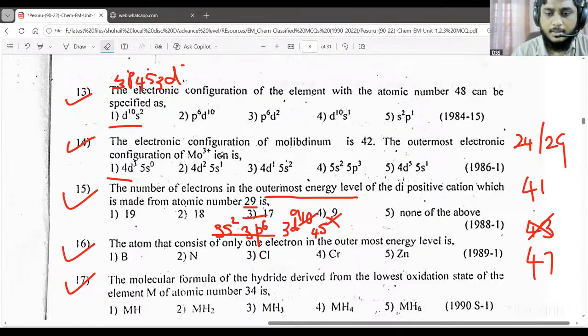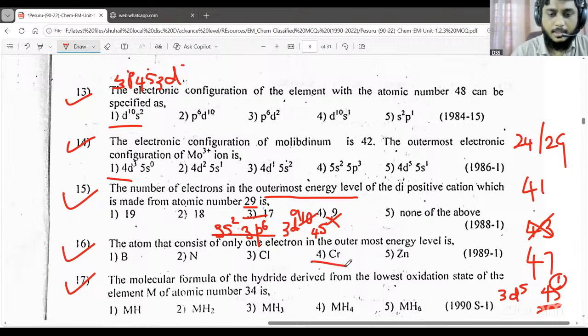And the 16th one. The atom that consists of only one electron in the outermost energy level is chromium. Why chromium? It is 3d5 4s1. Outermost energy level means the fourth energy level, and there is only one electron there. Therefore, we have to go with chromium here.